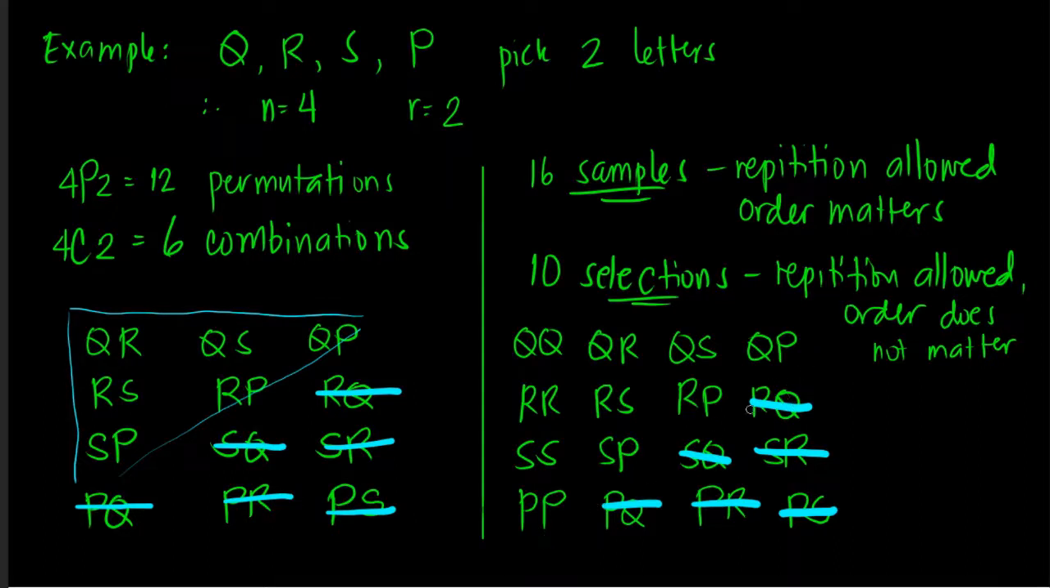Okay. So, those are the terms used if repetition is allowed: samples and selections. But in our class, we will focus on permutations and combinations. Okay? Hopefully, you now understand the difference between the two.